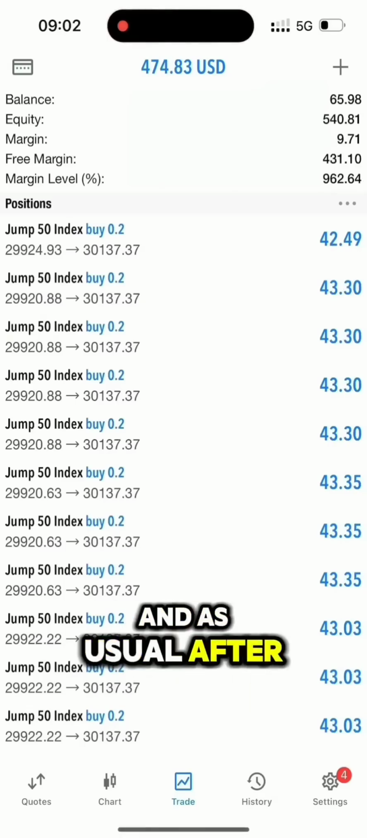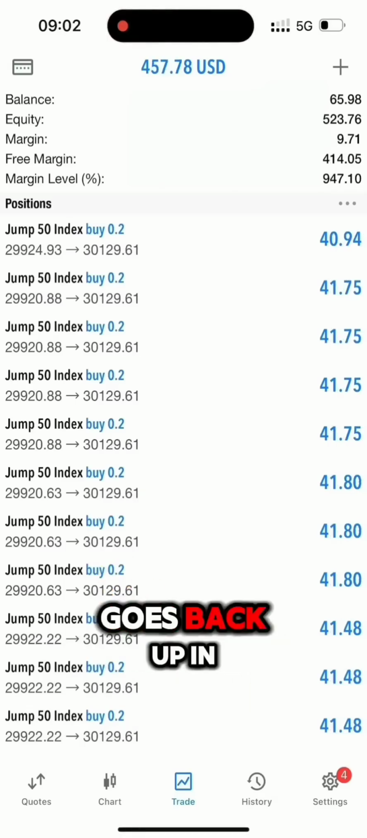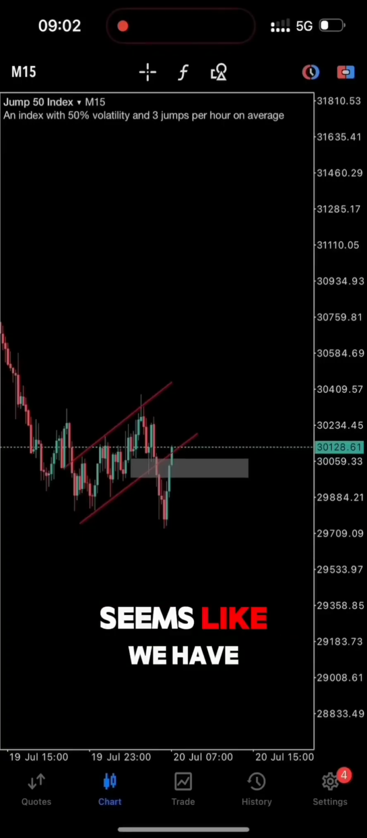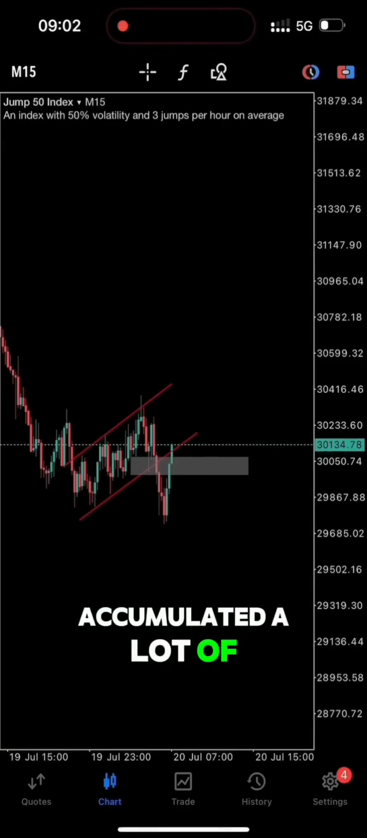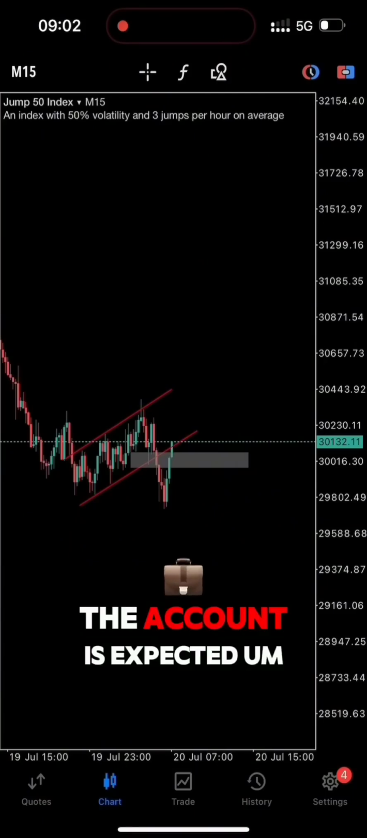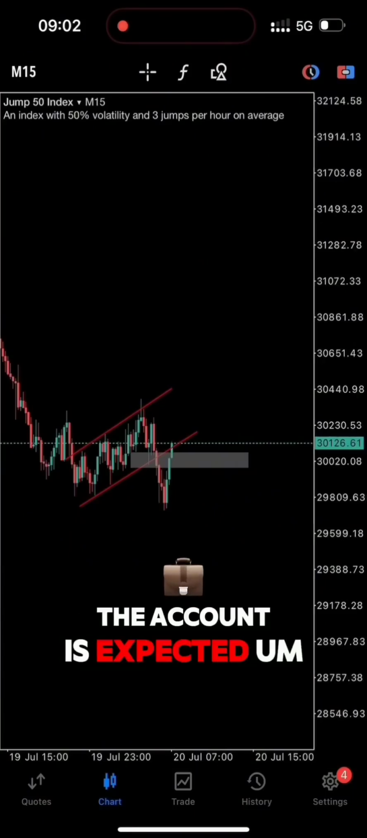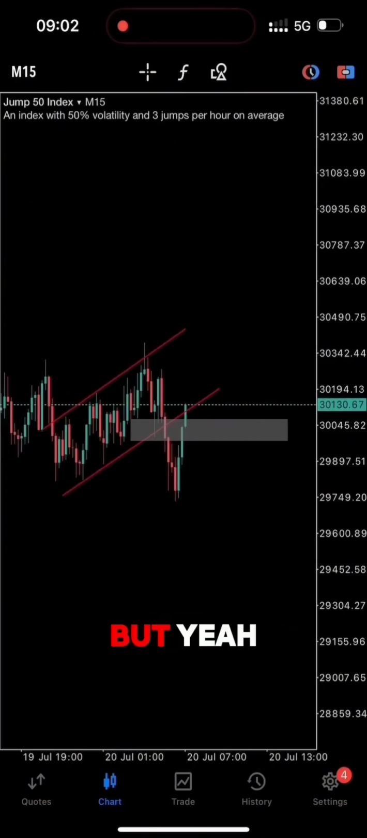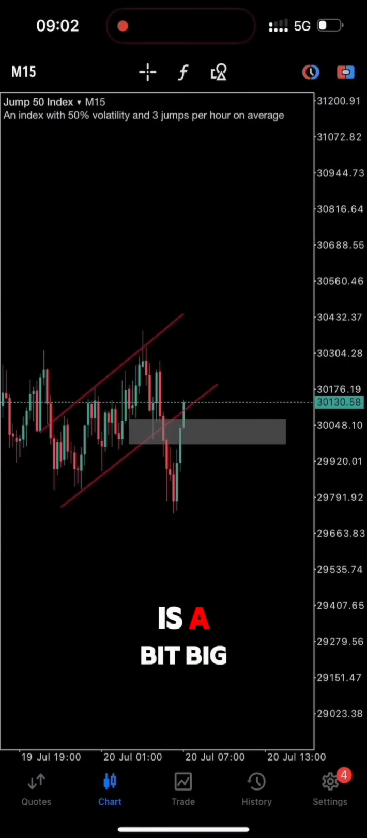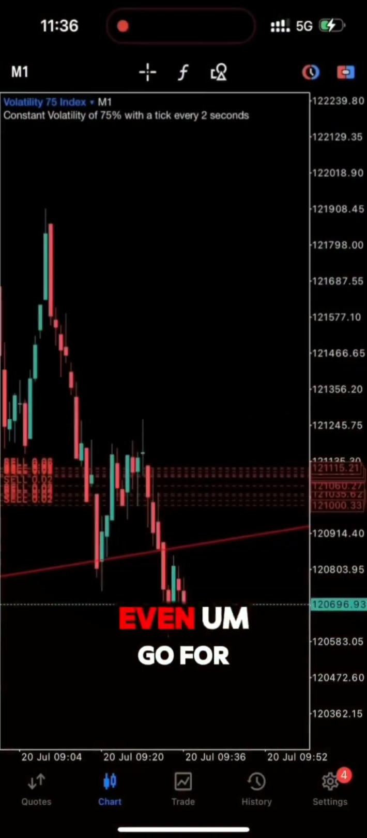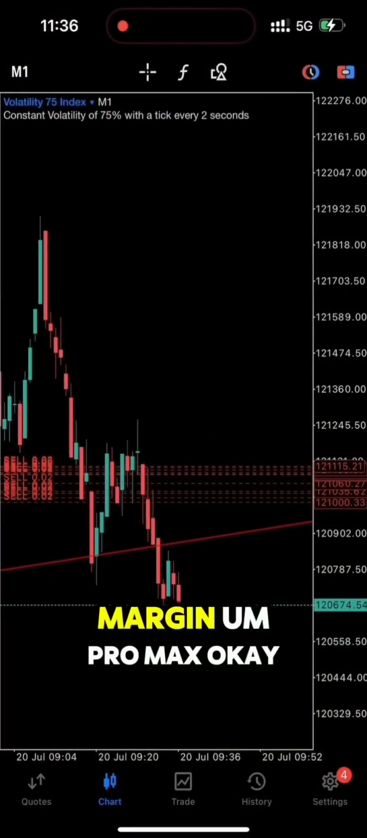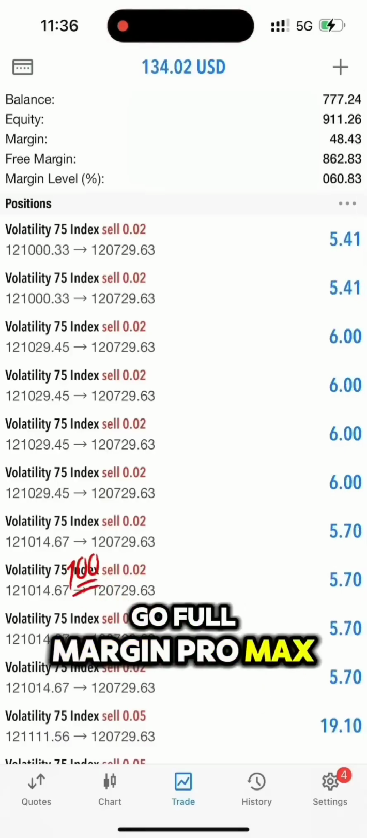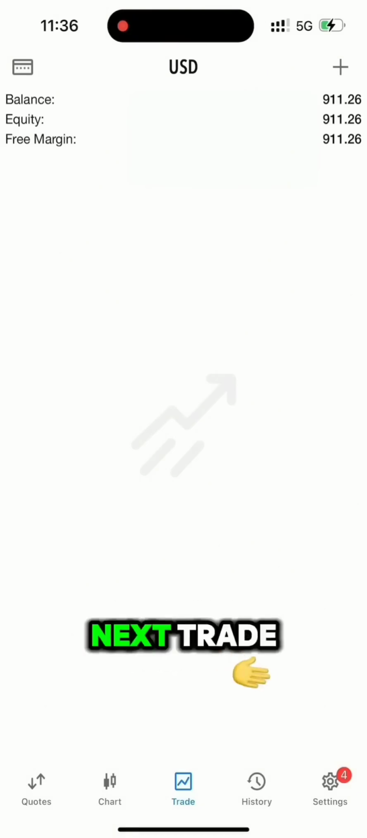And as usual, after a while it always goes back up in the trend line, and then this is what we have accumulated. Seems like we have accumulated a lot of profit, which has built up the account as expected. These are a little bit of extra results, but now that the account is a bit big, it means we can even go full margin pro max. That is what we're going to do on the next trade.